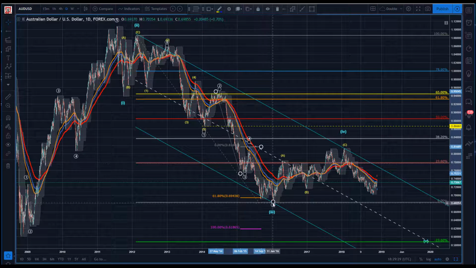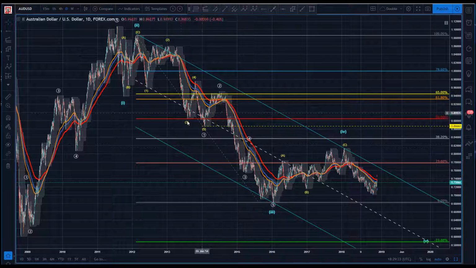So the 5th is shorter than the 3rd. The extension's in the 1. I think that's a reasonable count here. It's relatively technical down here.